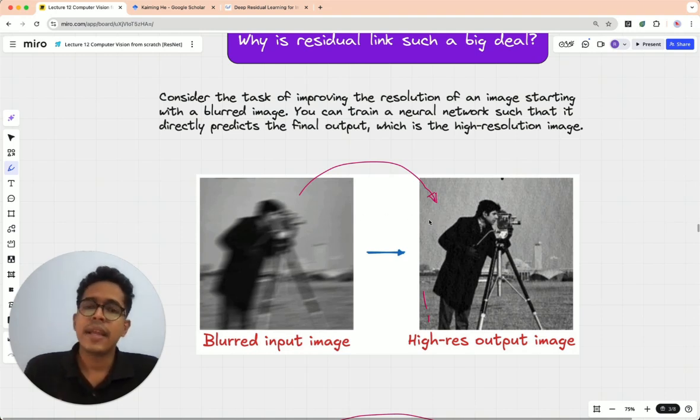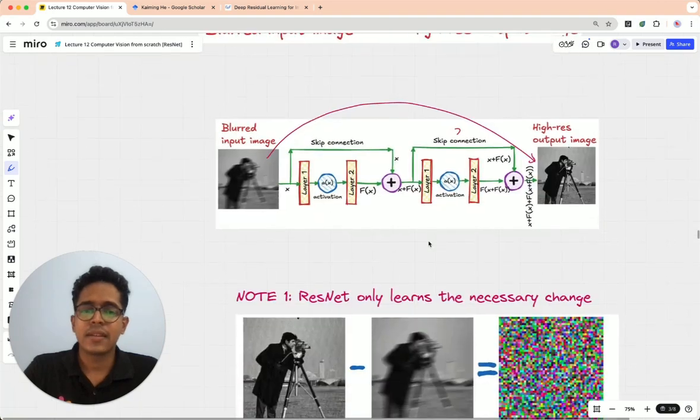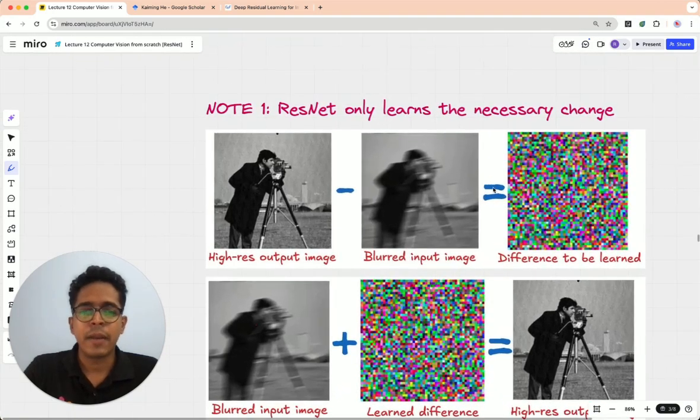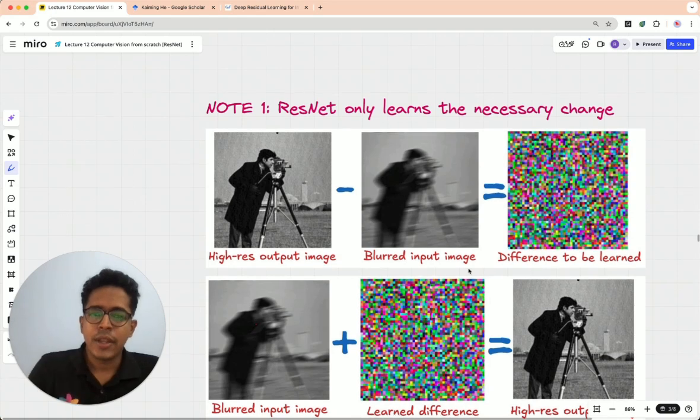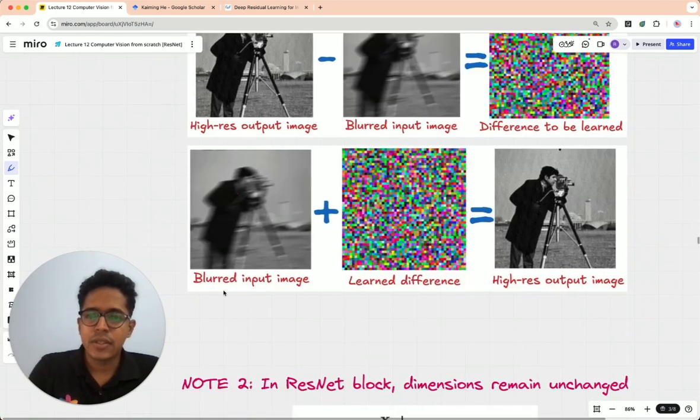So why would you train a neural network from scratch? Why would you want the neural network to entirely predict this high resolution output image rather than predicting the difference? If you subtract the input from the output, you get some kind of noise, right? But this difference is small. And if you can learn this difference, then you can simply add the difference to the blurred input image to get the high resolution output image.